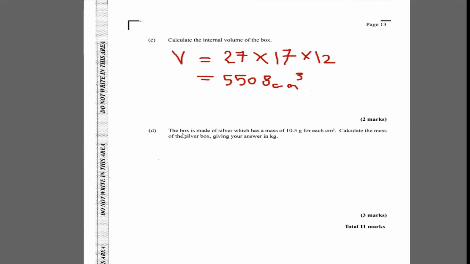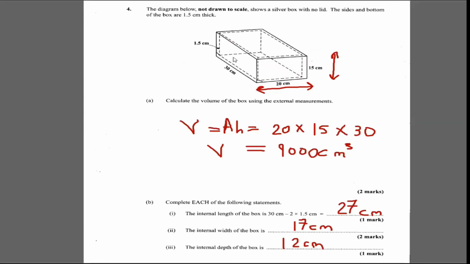Now it says the box is made up of silver, which has a mass of 10.5 grams for each cm cube. Calculate the mass of the silver box, giving your answer in kilogram. So go back around here. Remember, this shows a silver box with no lid. This is the volume of the silver box. The volume of the silver box is 9,000 cm cube.